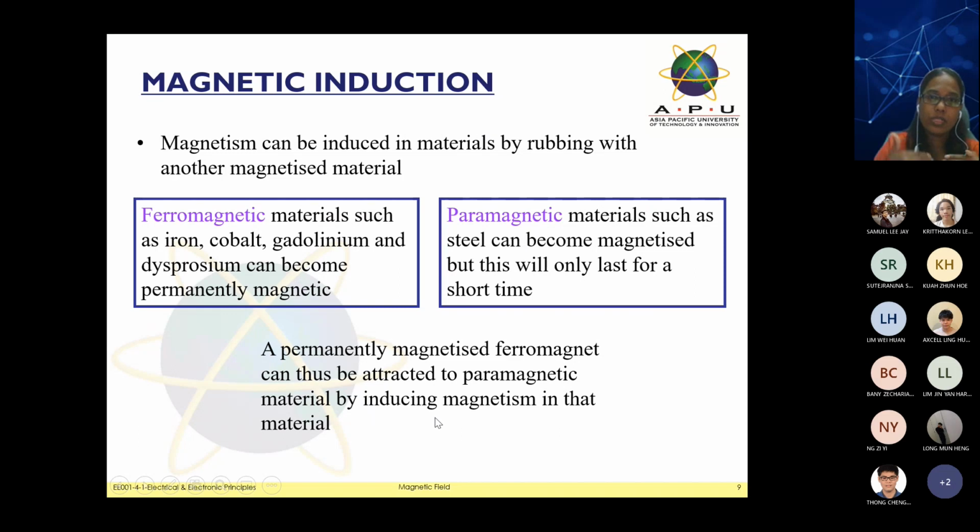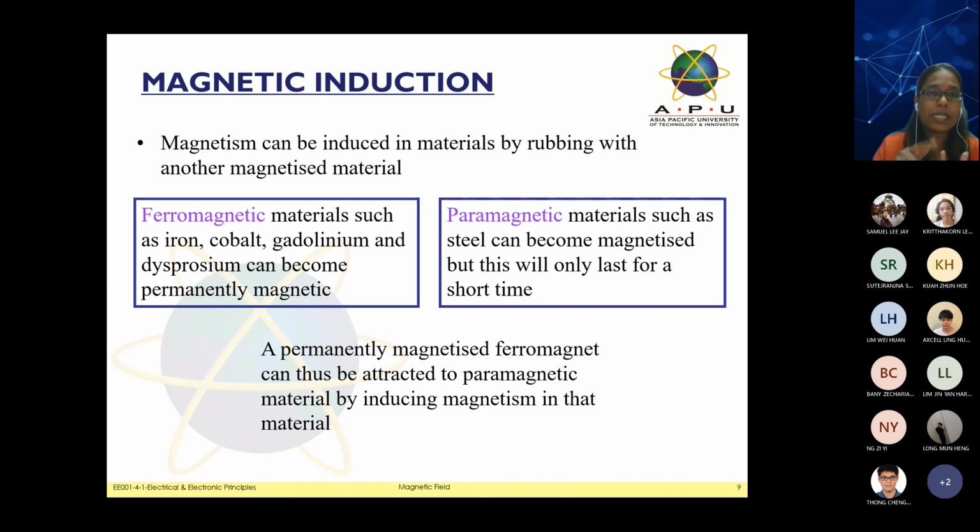And the next one: permanent magnets, the ferromagnets, can also attract paramagnetic metals by inducing magnetism in the metal. What they mean is that a permanent magnet can attract a temporary magnet. The permanent can be attracted to the temporary, the short-time one. So that's the difference between these two.